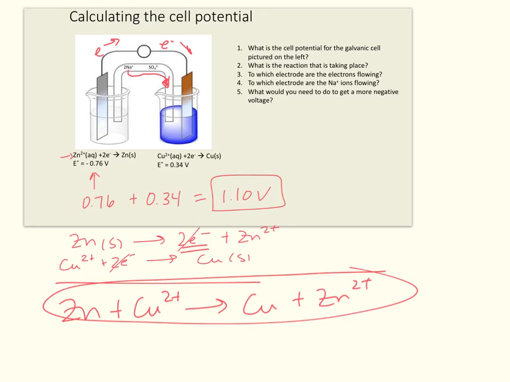What would you need to do to get a more negative voltage? So if we wanted a negative voltage, we would want the reaction to shift towards the reactants, and so we could increase the concentration of zinc. Or we could decrease the concentration of copper, and that would cause this to go down.